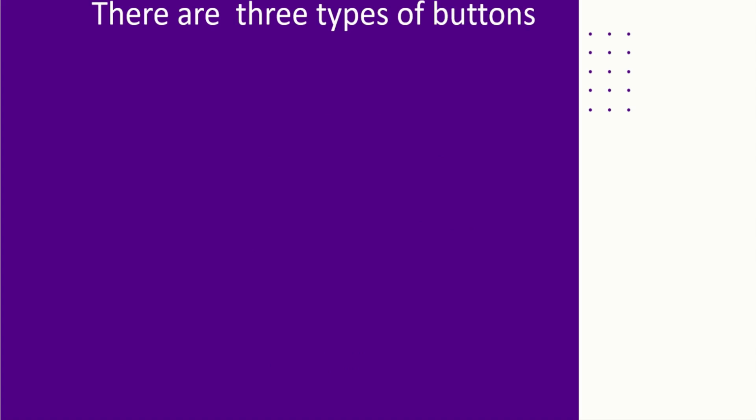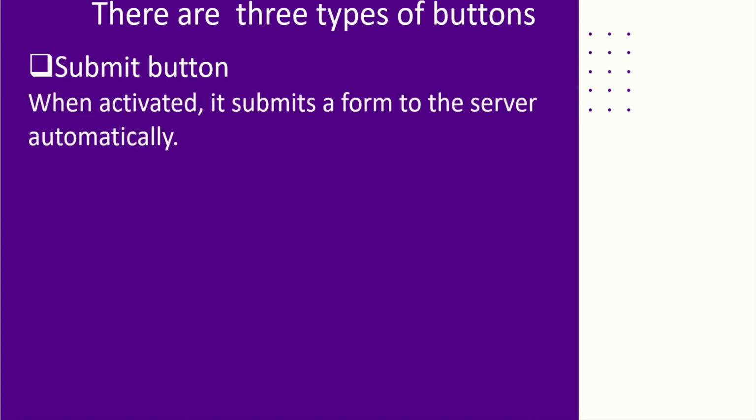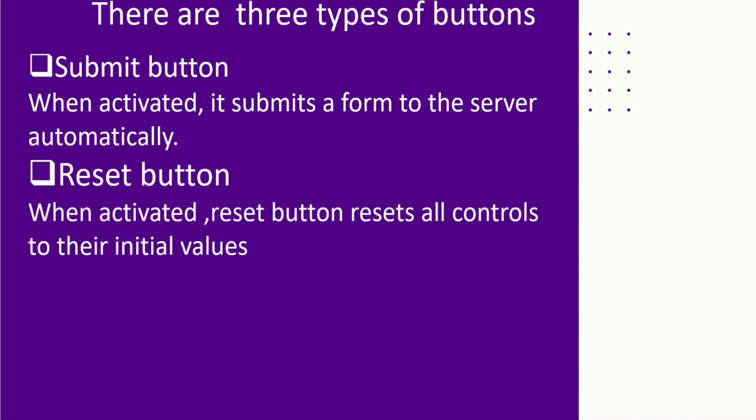There are three types of buttons. Submit button. When we click on the submit button, it submits a form to the server automatically. Reset button. When we click on the reset button, it resets all controls to their initial values or default values.